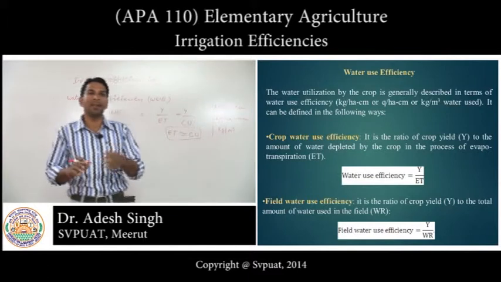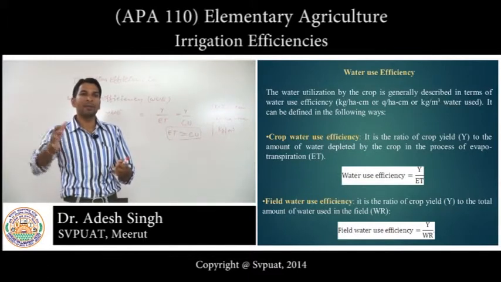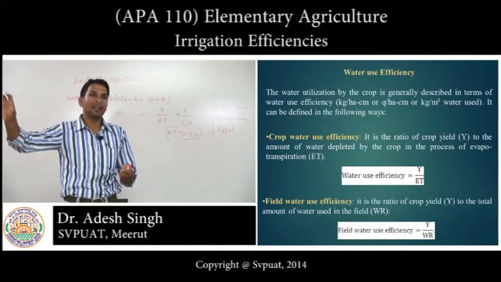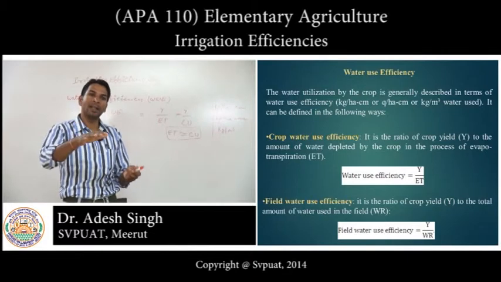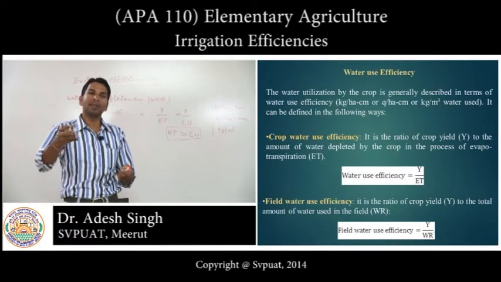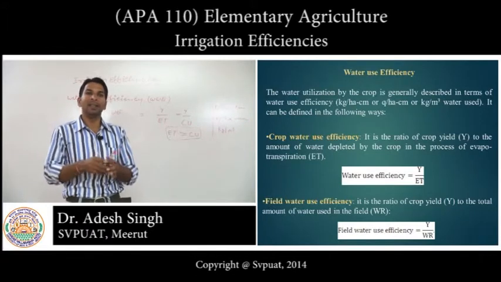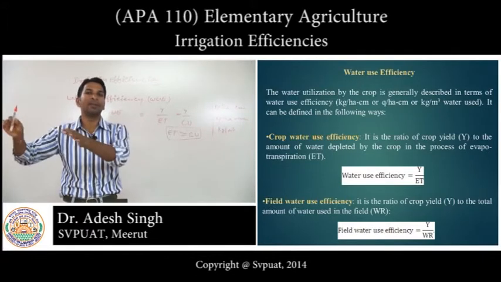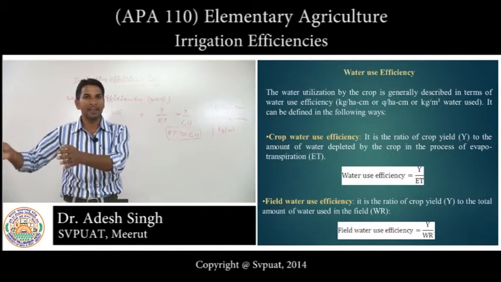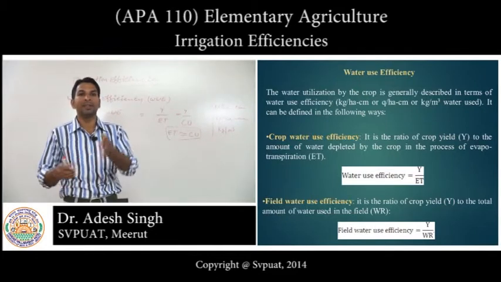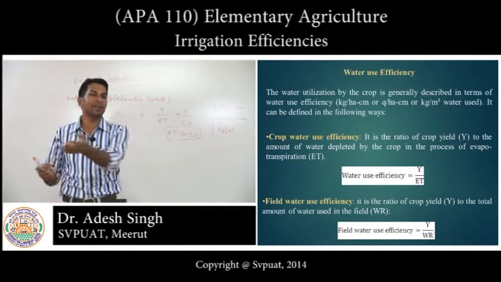Say for example, if rice requires more water but the production level is quite static, so the water use efficiency of rice is less as compared to the other crops. Say for example, if maize is considered, then the yield level is quite equal or slightly more as compared to the rice, but the water use is quite less as compared to the rice.